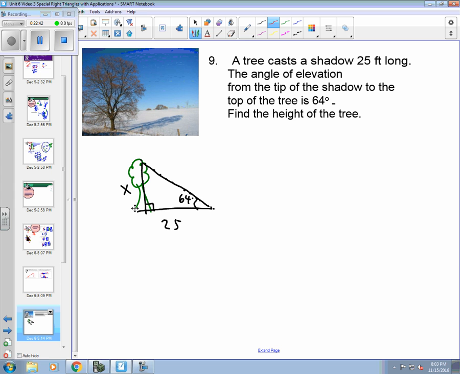Just like we've done in previous problems: hypotenuse, opposite, adjacent. Looks like we're not really concerned with the hypotenuse in this one. The one that uses O and A is tangent. We always put the angle right after. Equals, and tangent is always opposite over adjacent, so x over 25. Now we just have to solve this like we did before. To get x by itself here, we want to multiply both sides by 25. These cancel. So x is going to be 25 times the tangent of 64.